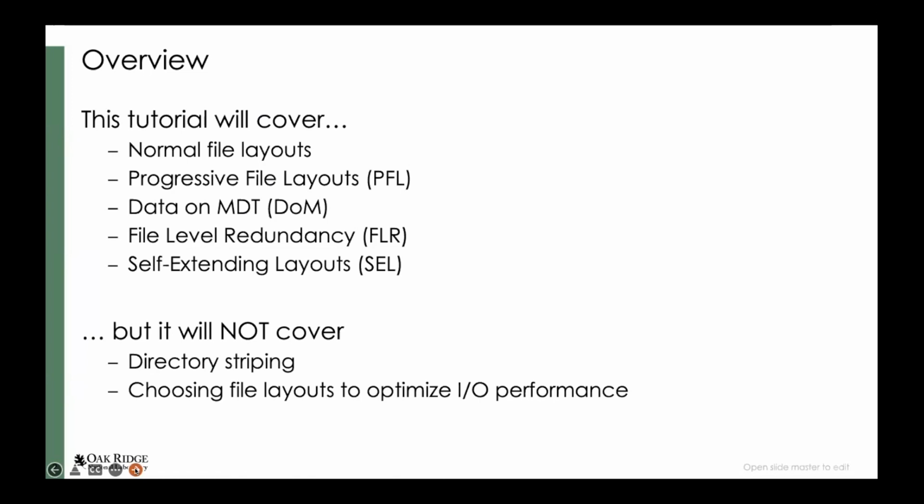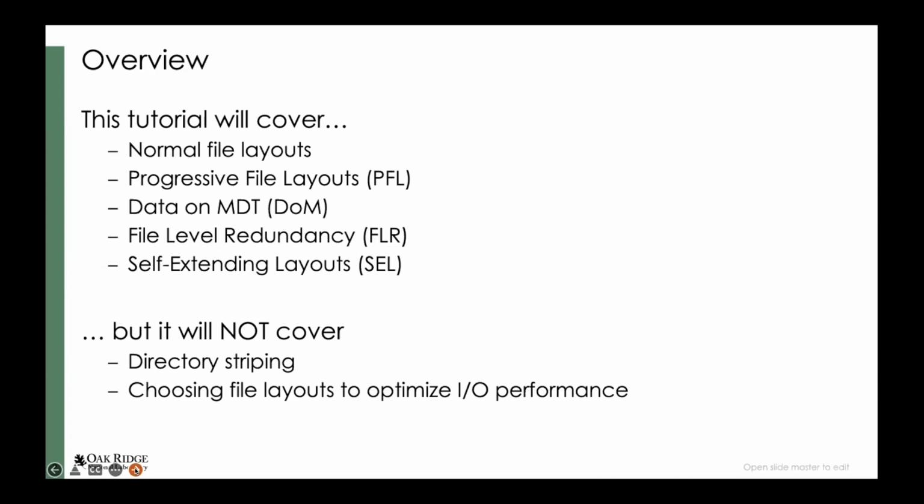So in this tutorial, I plan to cover several things. I'll start with a very short description of the normal Lustre file layouts. This is probably the layout that everybody is most familiar with and uses sort of day to day. And then I'll go on to talk about some of the more advanced features that have come out in recent versions of Lustre. I'll start with progressive file layouts, talk a little bit about data on MDT or DOM. Then we'll discuss file level redundancy or FLR, and time permitting, talk a little bit about self-extending layouts or SEL.